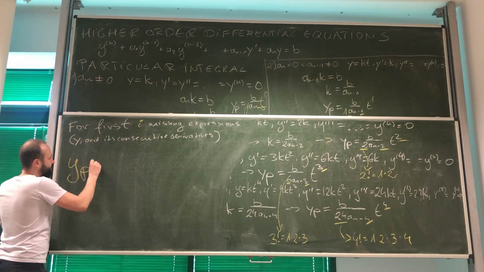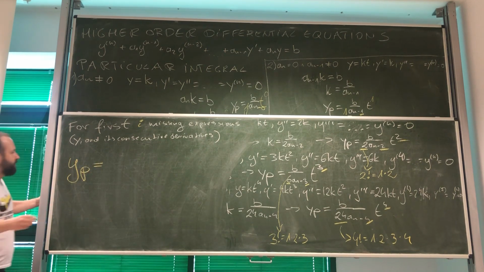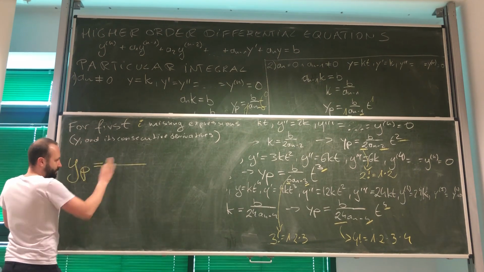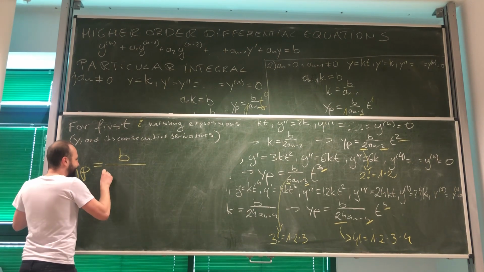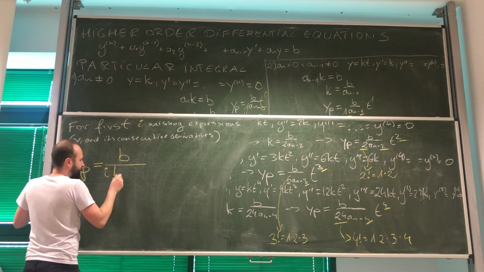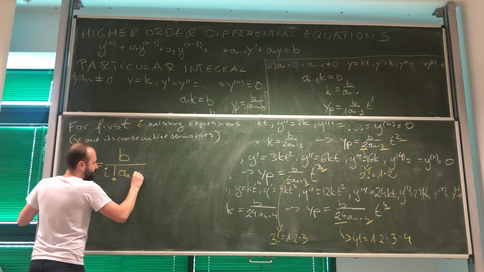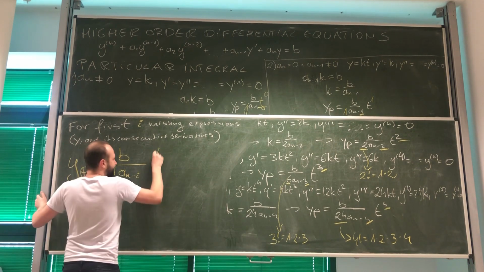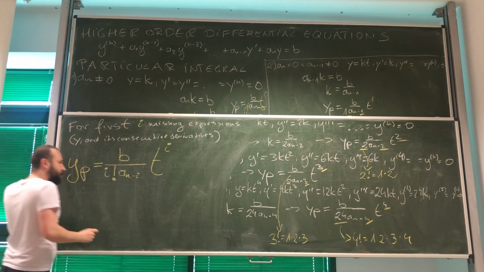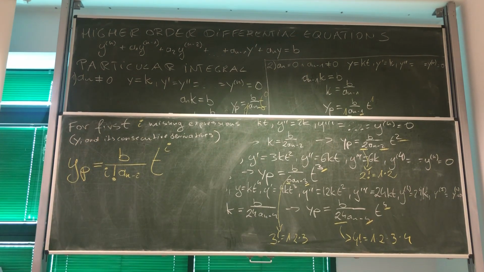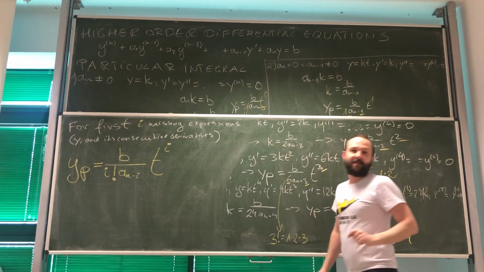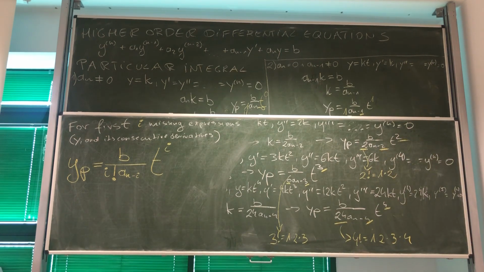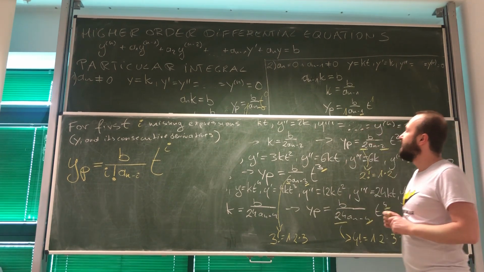We get that yp, the particular integral, is equal to b over i factorial times an minus i times t to the power of i, where i in this case is not an imaginary number. It's just indexing our missing expressions.